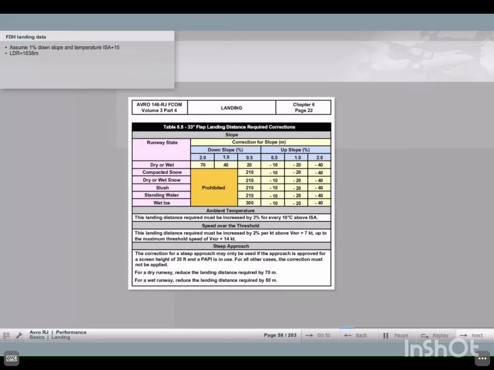The slope is 1% downhill and the temperature is ISA plus 10. For the slope, we add 40 meters, and a further 3% for the temperature. We end up at 1,638 meters required landing distance for this landing.